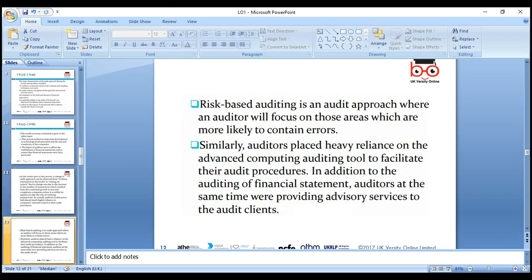What is meant by risk? Is risk positive or negative? What do you think? Always negative? For risk-based auditing, maybe the auditors will focus on areas which they think in that organization are likely to have more possibility of fraud.